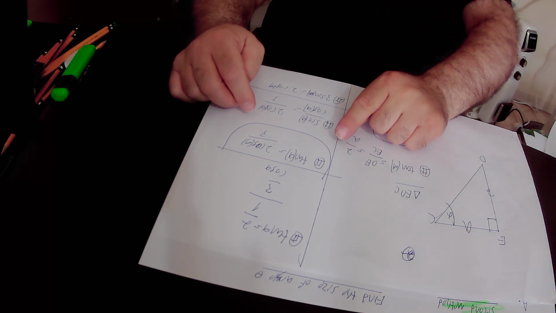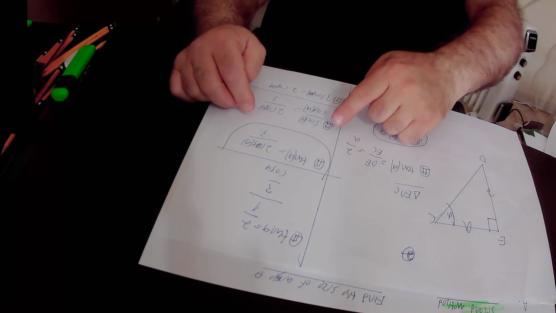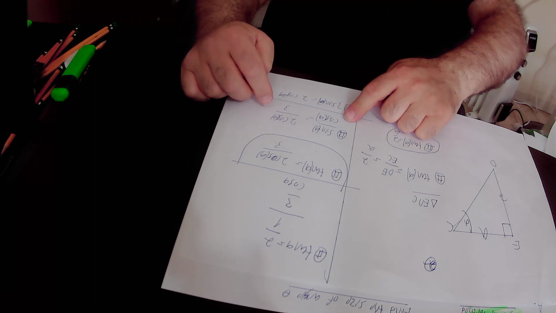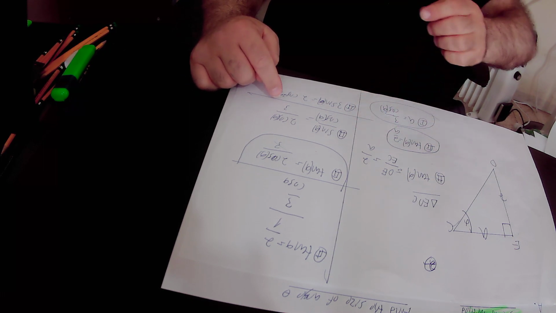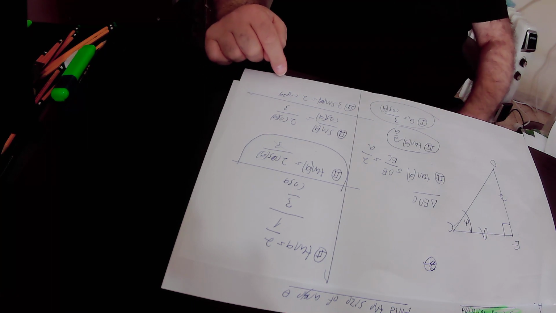And tangent alpha equals sine alpha over cosine alpha. So we substituted tangent alpha by sine alpha over cosine alpha, and we got that sine alpha over cosine alpha equals 2 times cosine alpha over 3. Because we multiplied this equation, we found out that 3 times sine alpha equals 2 times cosine square alpha.